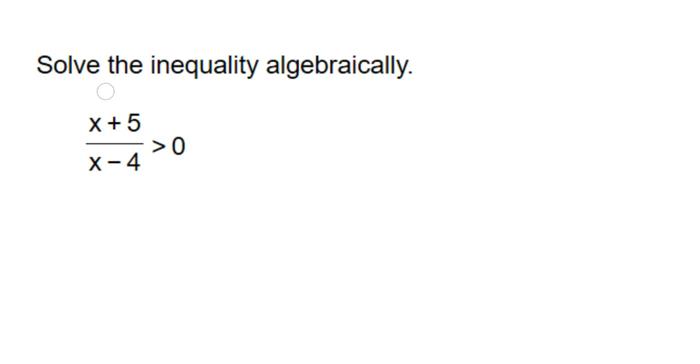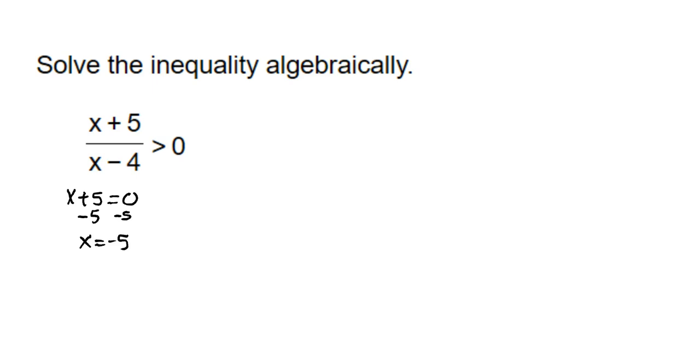This example says solve the inequality algebraically. This type of inequality is a rational inequality because I have a rational expression on this side. To solve the rational inequality, I need to first find the x-intercepts. You're going to find the x-intercepts by setting the numerator equal to 0 and solving. So I'll subtract 5 on both sides and get x equals -5.